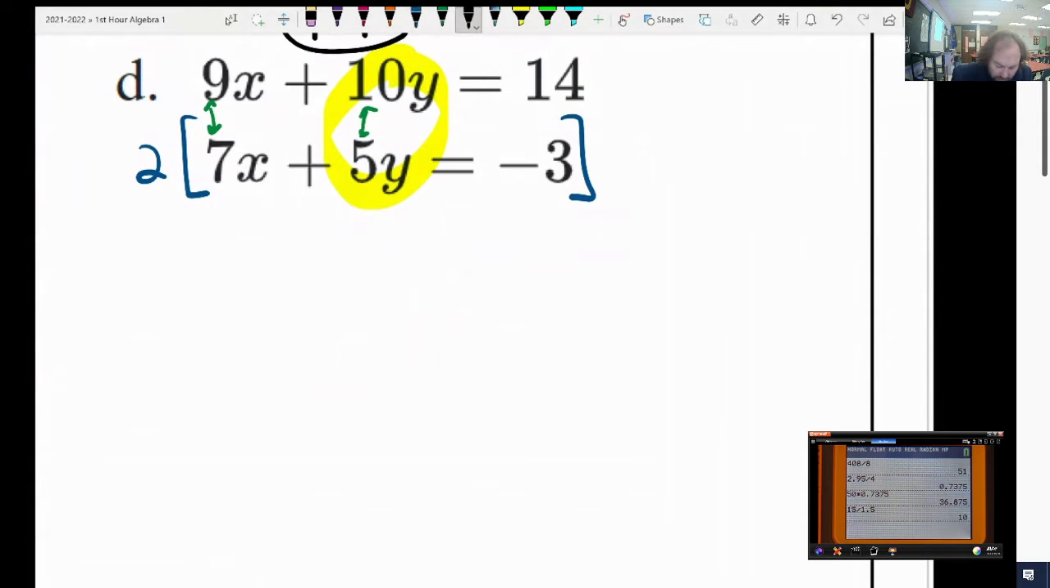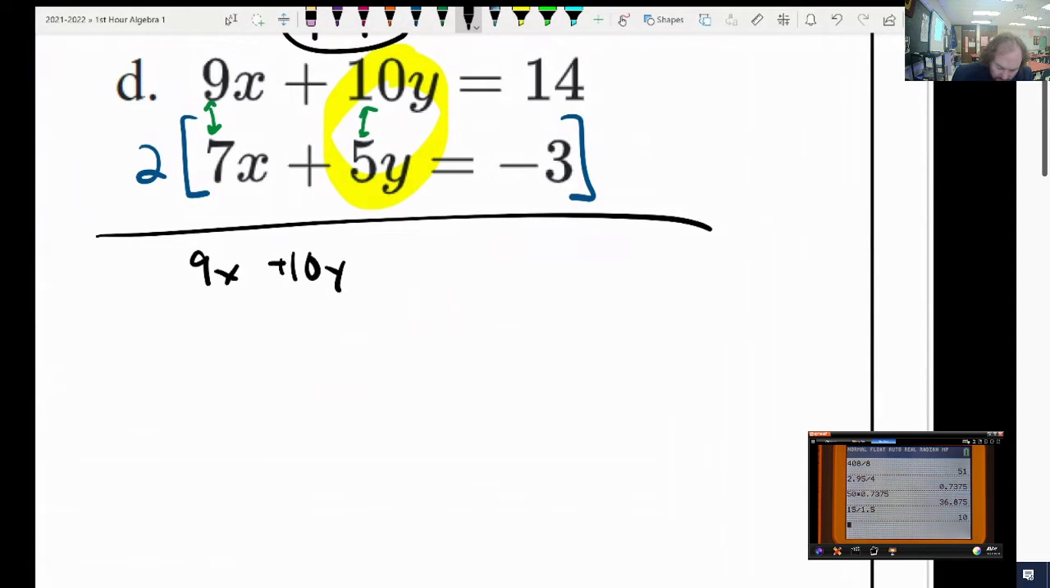So let's do that. Let's leave the top equation the same, 9x plus 10y equals 14. And let's multiply everything on the bottom by 2. It'll give us 14x plus 10y equals negative 6. Be careful, multiply everything by 2.